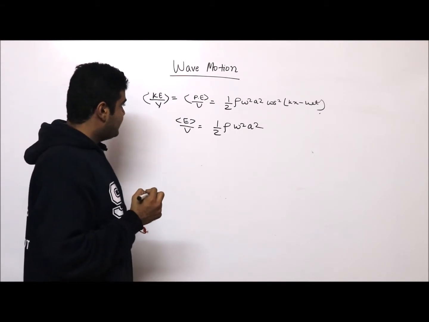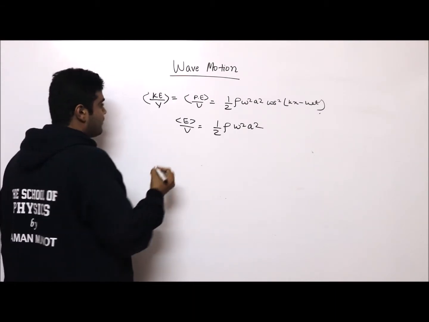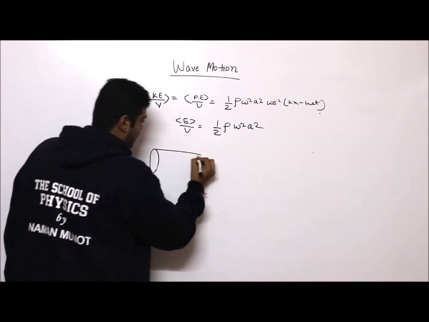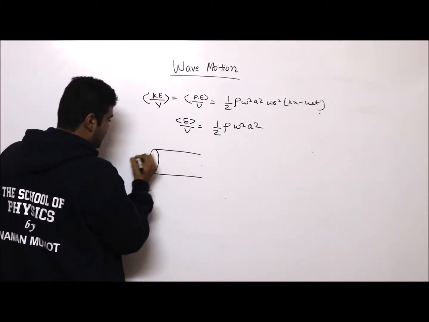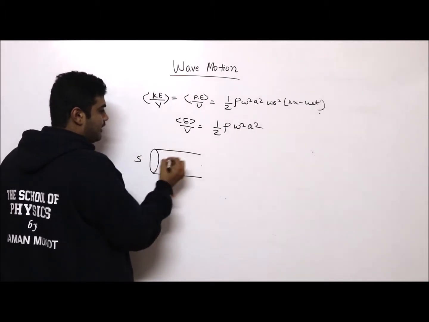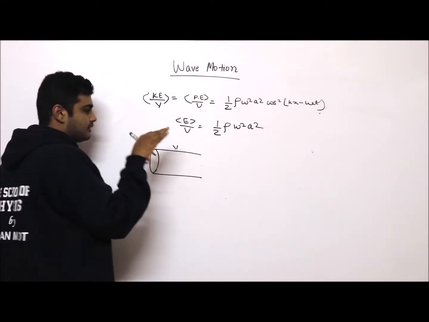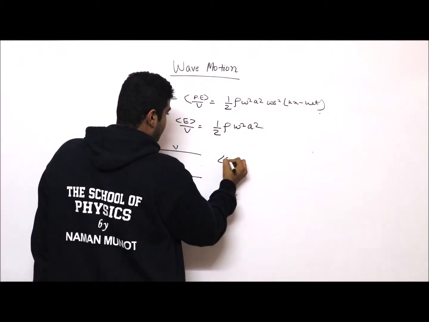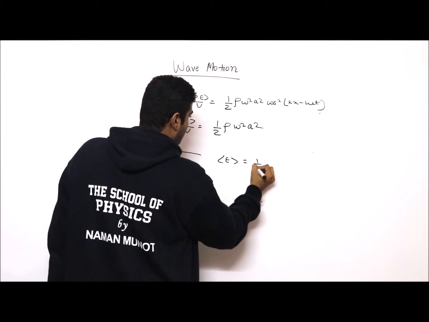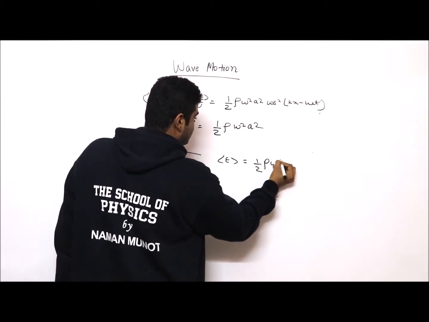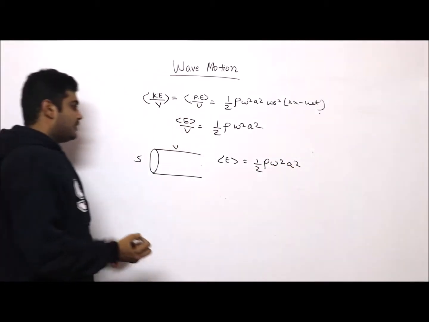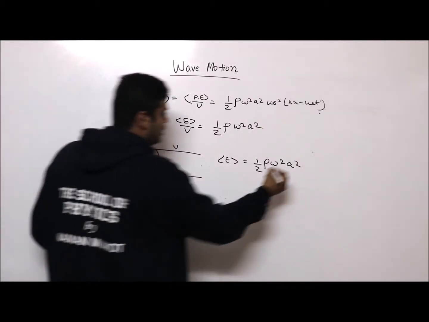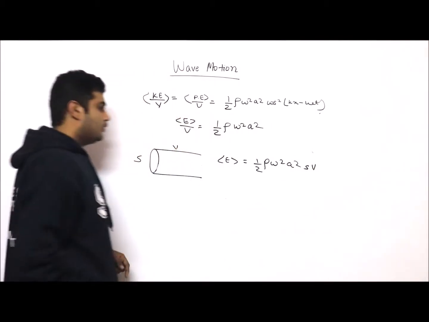Now the next thing that we do is, this is energy per unit volume. Suppose this is the cross section S, and in one second the distance traveled is the wave velocity v. So what is the energy? Energy is equal to half rho omega square a square into volume in 1 second. v is the distance in 1 second, and S is the cross section area, so the volume is S into v.